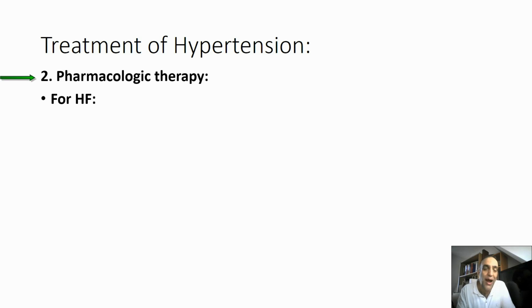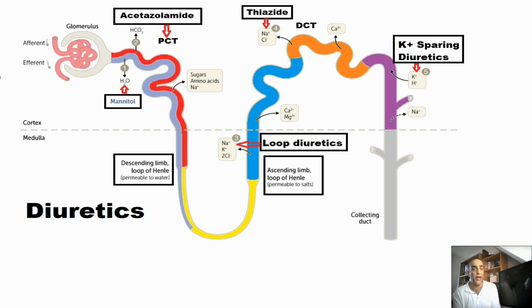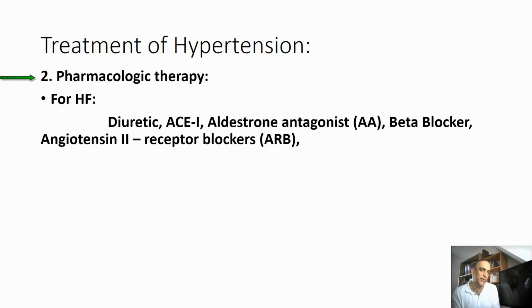For heart failure, we usually use diuretics, ACE inhibitors, angiotensin converting enzyme inhibitors, aldosterone antagonists, beta blockers, and angiotensin 2 receptor blockers. These groups, we also have to mention in the exam, can be used for heart failure. In this and the next lectures, we will study the groups of these medicines, and what their properties, mechanism of action, and metabolism are.